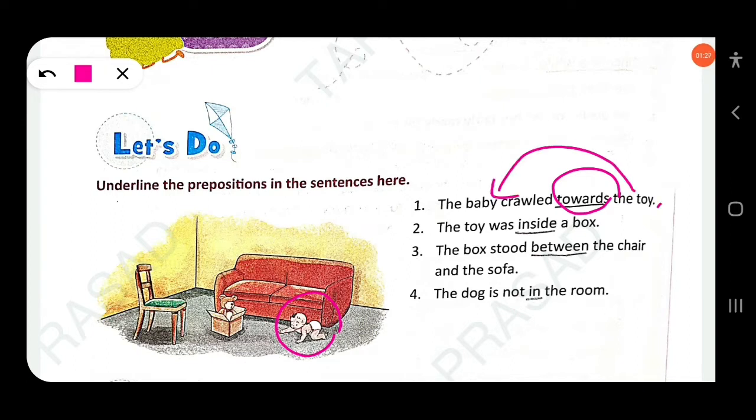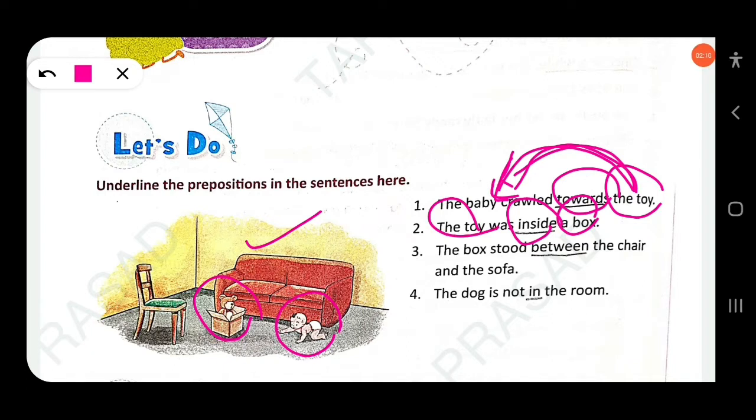A preposition is used before the noun or pronoun to show its relation with other words in a sentence. In "The baby crawled towards the toy," the word towards links the relationship between the toy and the baby. Next: The toy was inside a box. Here inside creates a relationship between the box and the toy, and the preposition is used before the noun, a box.